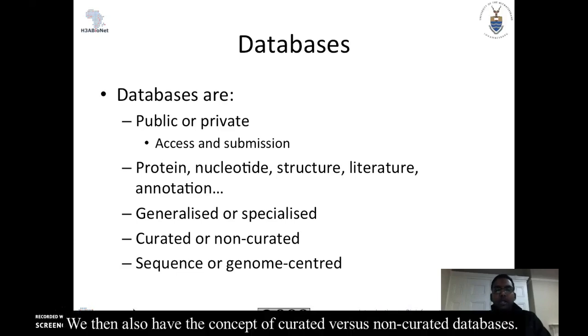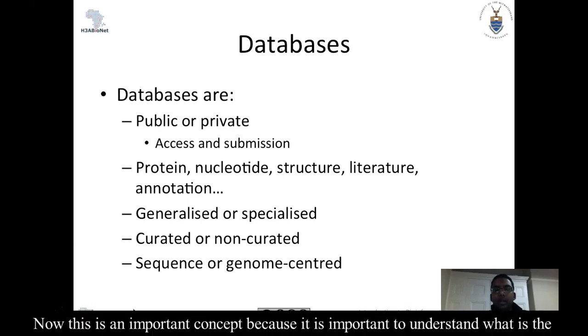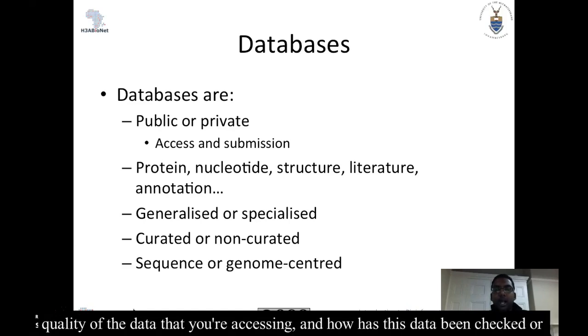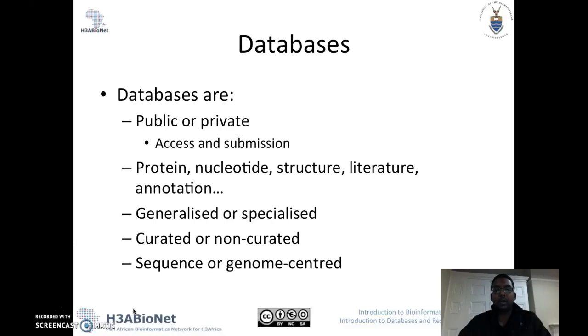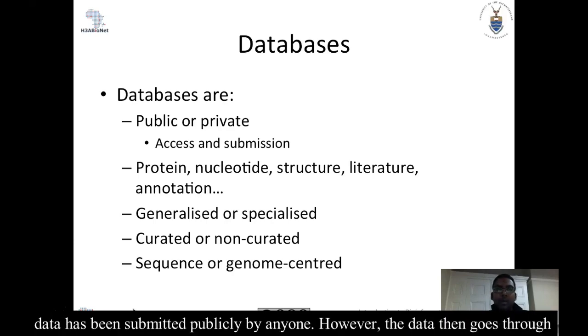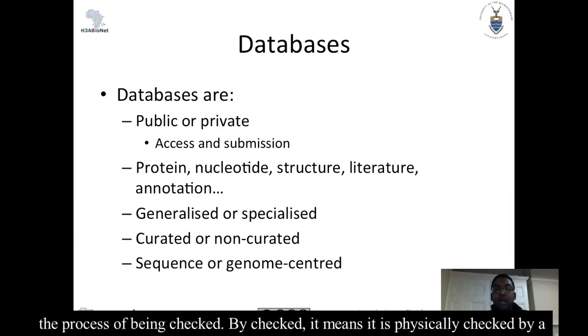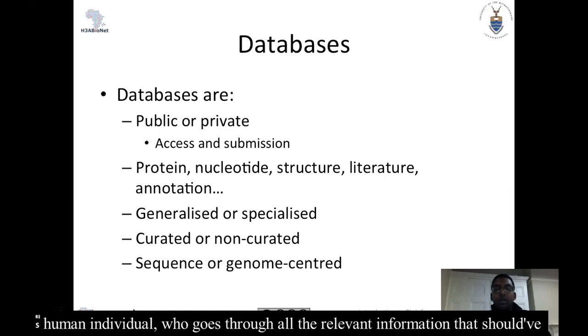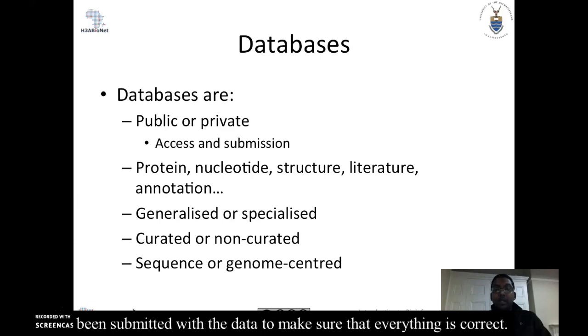We then also have the concept of curated versus non-curated databases. This is an important concept because it is important to understand the quality of the data that you're accessing and how this data has been checked or validated. In terms of curated databases, these are databases where the data has been submitted, maybe publicly by anyone. However, the data then goes through a process of being checked. And by checked, it means it is physically checked by a human individual who goes through all the relevant information that should have been submitted with the data to make sure that everything is correct.